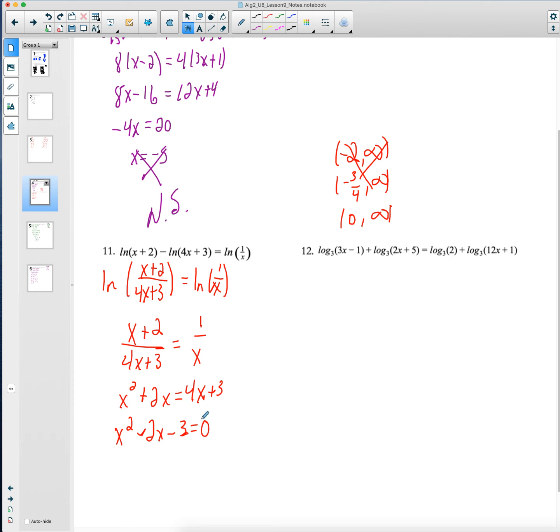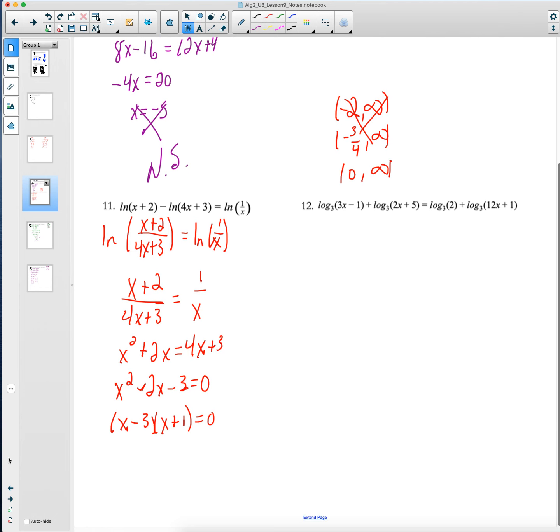The nice thing is this turns out to be a problem that's fairly easy to factor. So x minus 3 times x plus 1, and that's equal to 0. And so if I take both of those, let me scroll down just a little bit more here, and set those equal to 0, x minus 3 is equal to 0, and x plus 1 is equal to 0. I get two solutions. So I get x equals 3, and I get x equals negative 1.